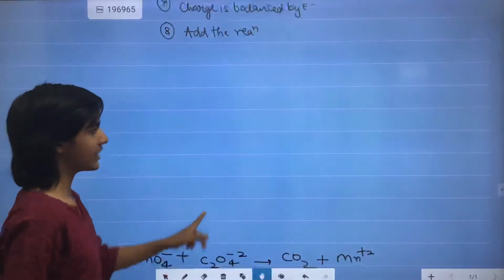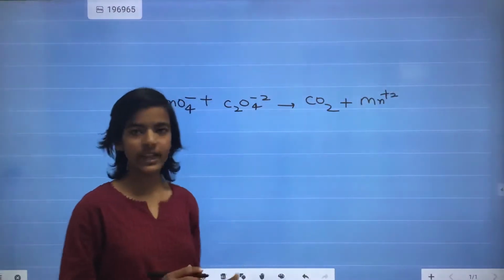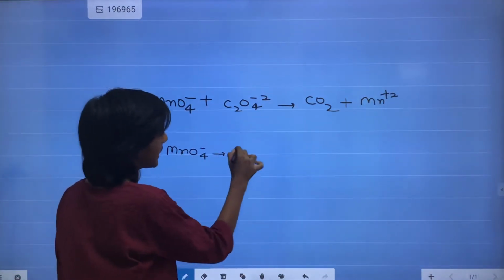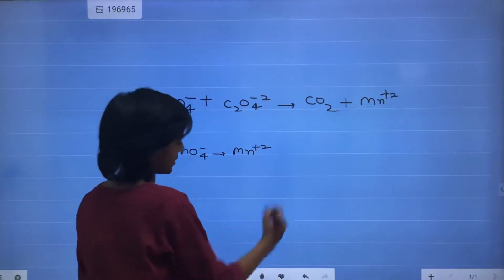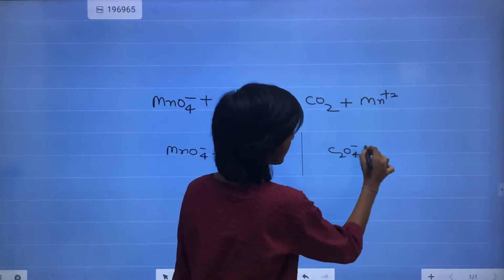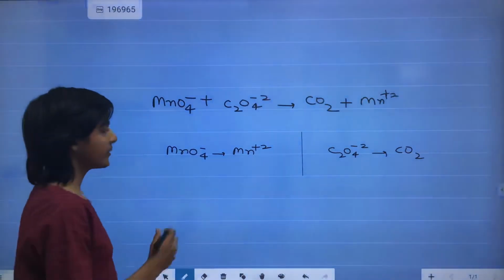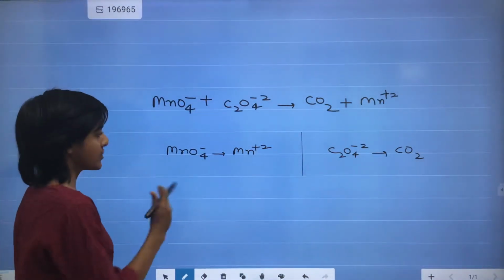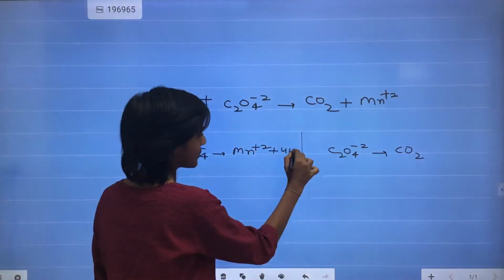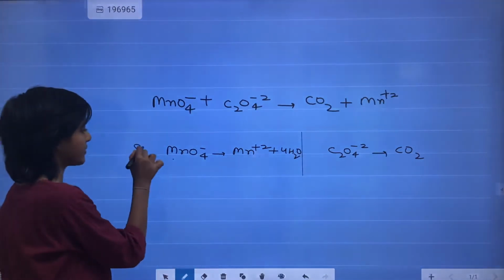Now we see this in the reaction. So we have to balance this reaction. First, this is already in the ionic form, so we have to make the half reactions, which are MnO4 minus to Mn plus 2, and here it will be oxalate, C2O4 minus 2, to CO2. So here we first balance other than oxygen and hydrogen. Here it is Mn and Mn, so Mn is balanced. Then oxygen, here it is 4 oxygen, so 4H2O. Then hydrogen, 4 into 2 is 8, so 8H plus.